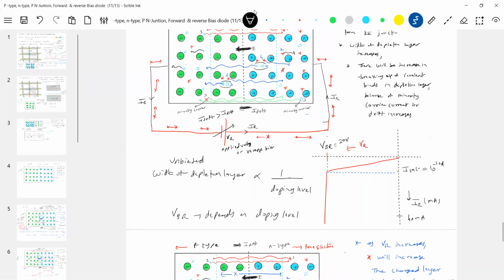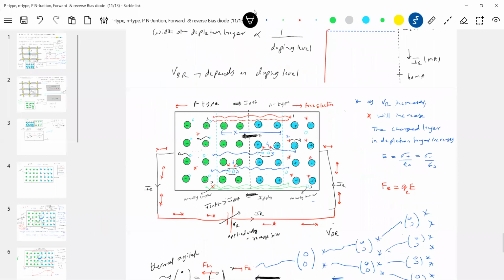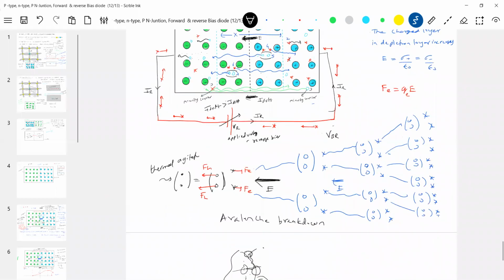Doping level. By adjusting doping levels, we can control the VBR. Okay, that is only information, just remember it. No need to bother. Okay, got this one. So this is about the avalanche breakdown. One more process will occur.